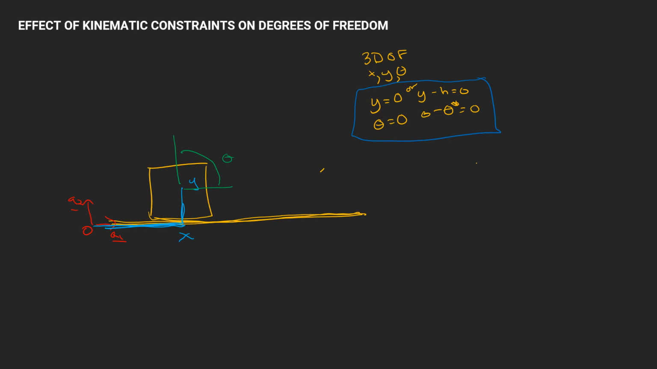If I know what this value of X is, I know where all points on this rigid body are located in a 2D space. So in other words, by imposing these 2 constraints, and by saying it's going to slide along a surface, I'm limiting the degrees of freedom of this rigid body from 3 down to 1.